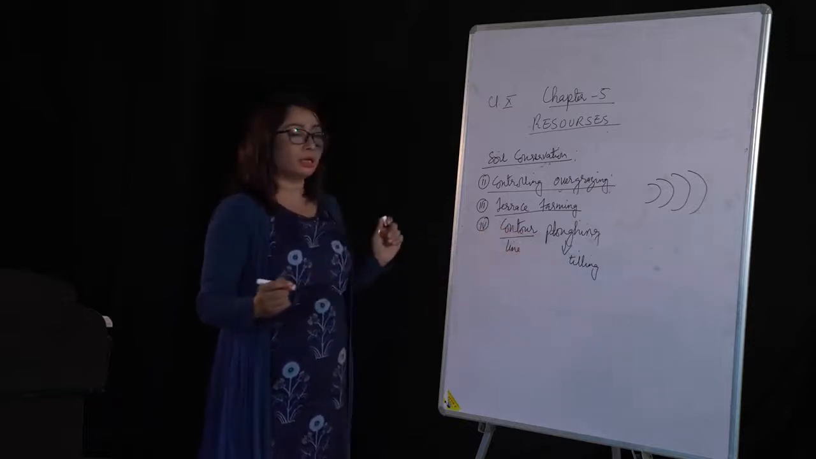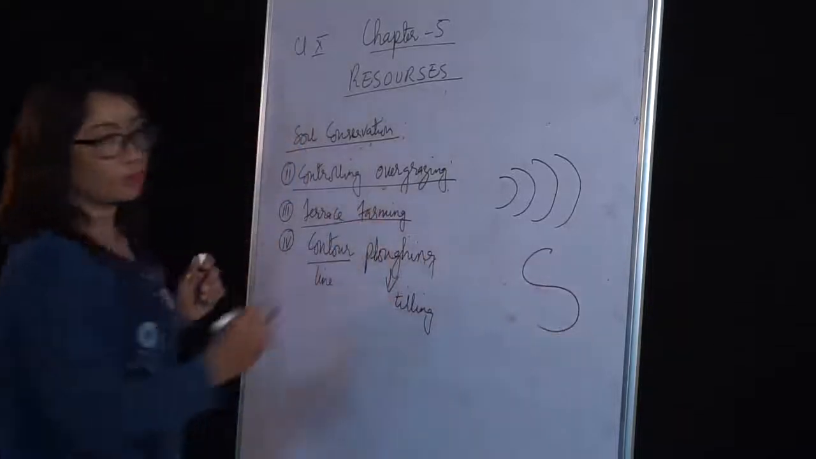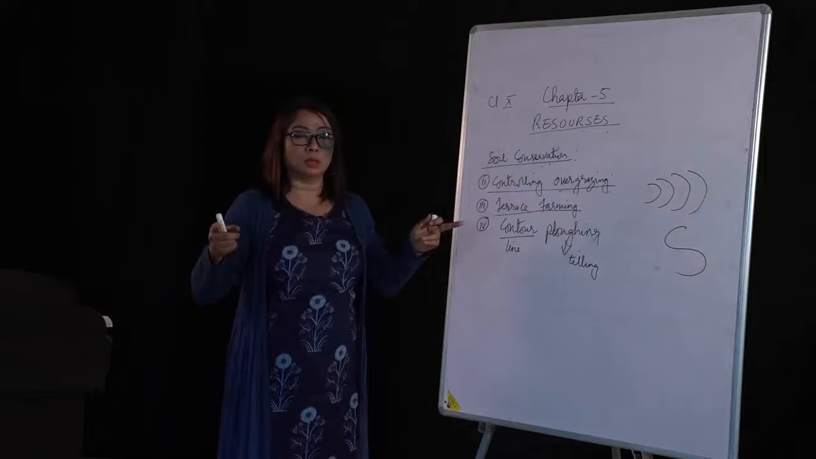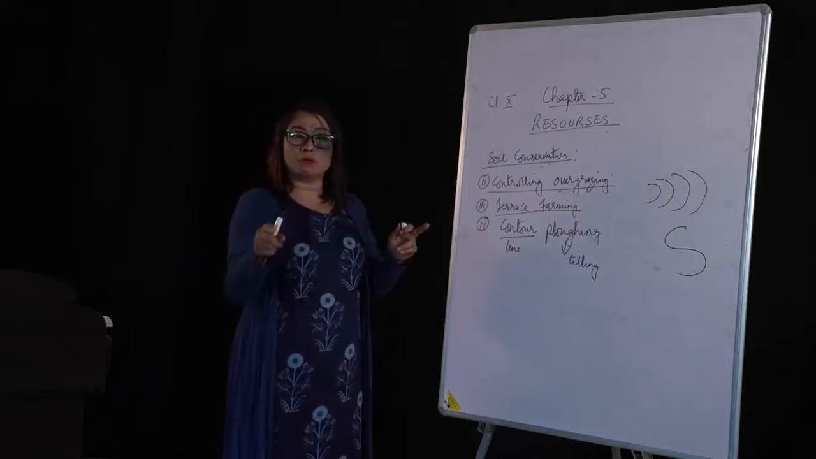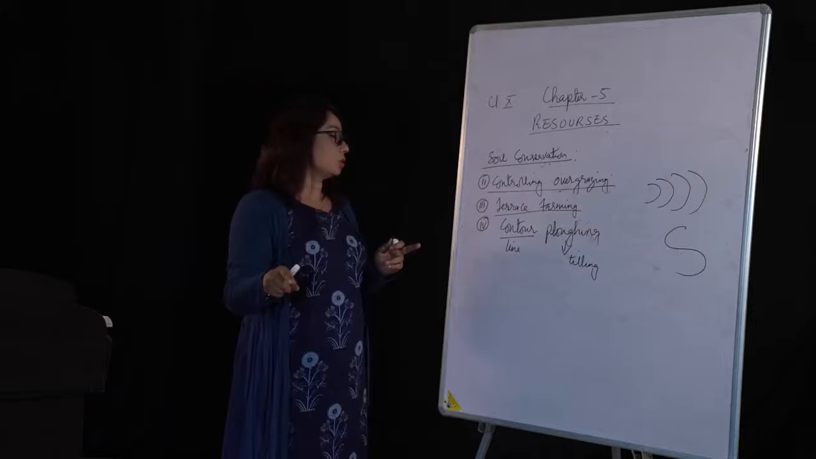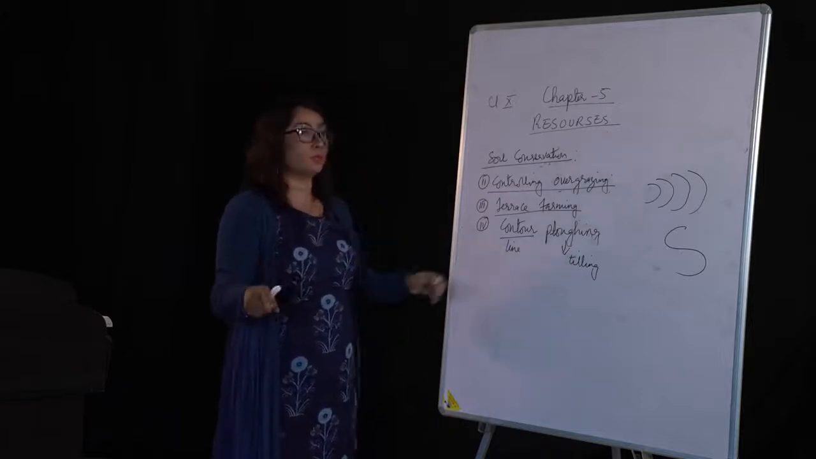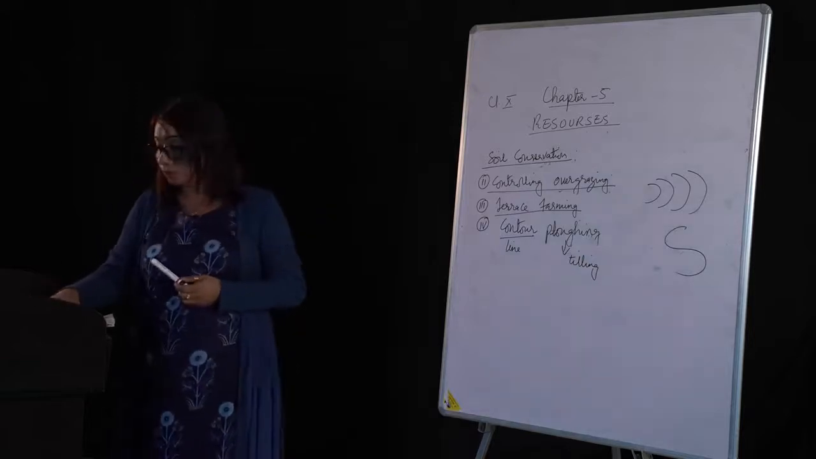So tilling on a line, it can be in the shape of a C or it can be in the shape of an S, joining 2 points of equal height, making a line joining 2 points of land of equal height. That is called contour plowing. If you understand this, it's very simple. So this is also a method of soil conservation.